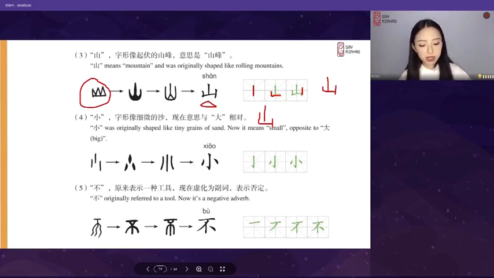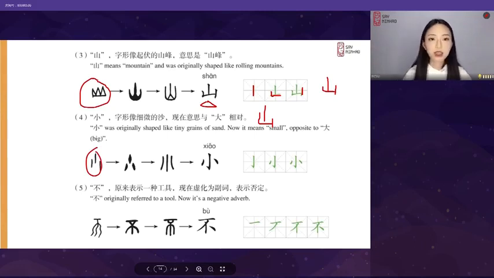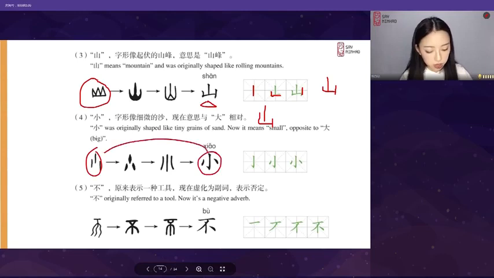Next one is 小, which means small and little. In ancient times, it looked like this, like grains of sand. Now, in modern Chinese, it looks like this. Looks similar, right?